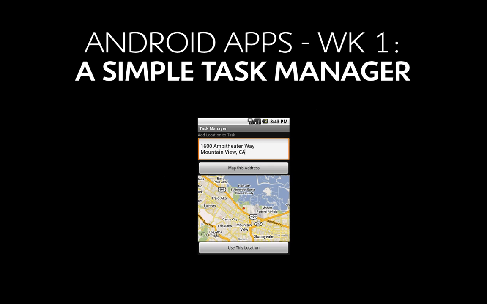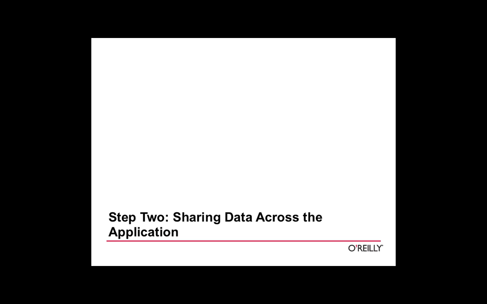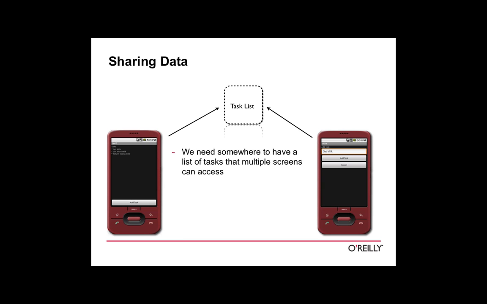Okay, so step two, what we need to do is keep track of a list of tasks. On one activity, we're going to be adding to the list of tasks, and on the main activity, the first activity, we're going to be displaying that list of tasks. So what we need is some way to share that data.